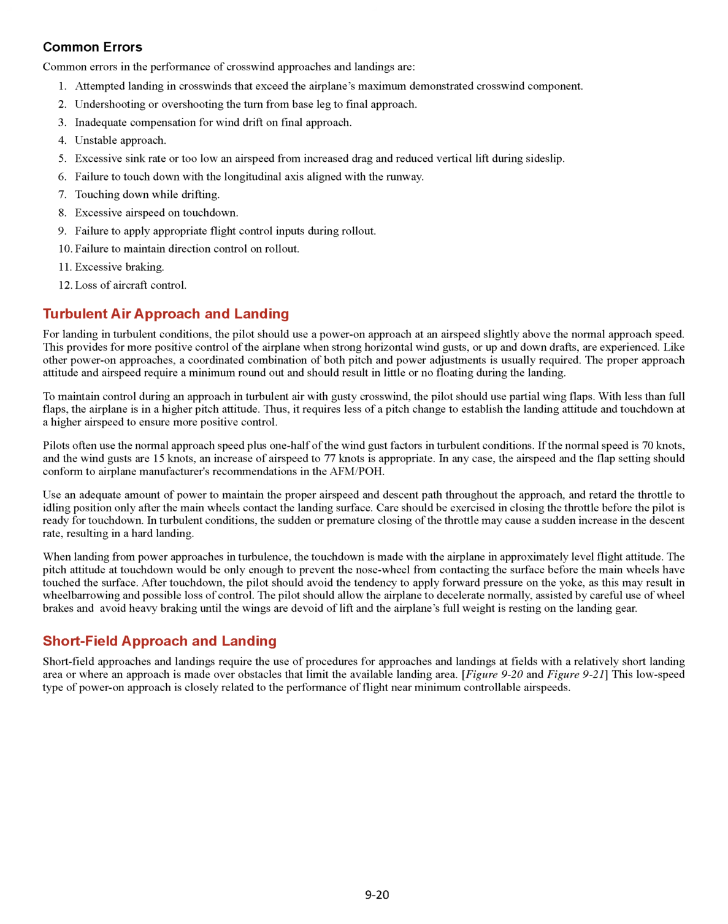Common errors in the performance of crosswind approaches and landings are: 1. Attempted landing in crosswinds that exceed the airplane's maximum demonstrated crosswind component. 2. Undershooting or overshooting the turn from base leg to final approach. 3. Inadequate compensation for wind drift on final approach. 4. Unstable approach. 5. Excessive sink rate or too low an airspeed from increased drag and reduced vertical lift during side slip. 6. Failure to touch down with the longitudinal axis aligned with the runway.